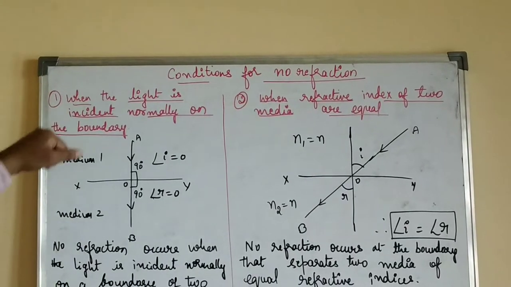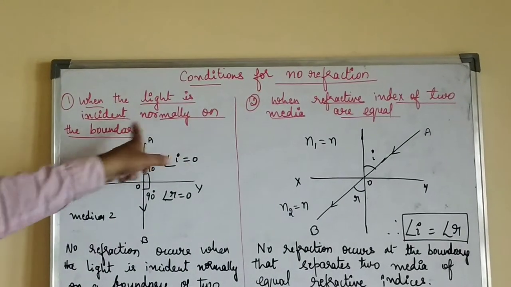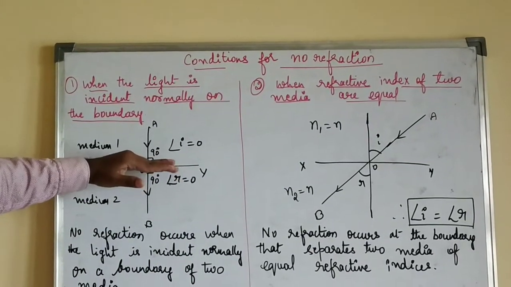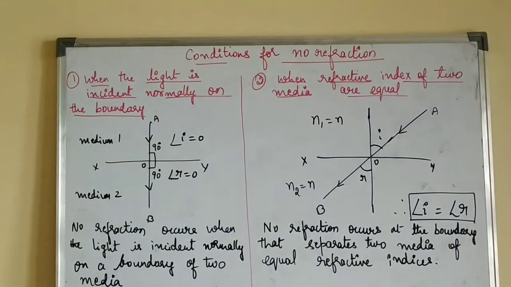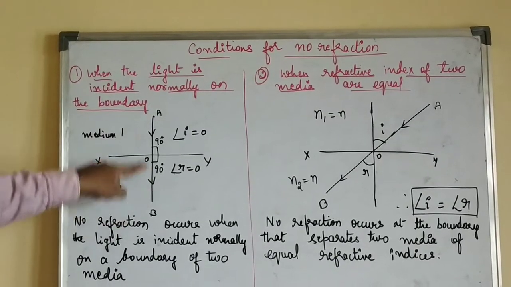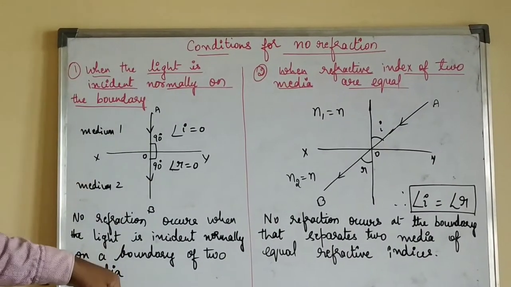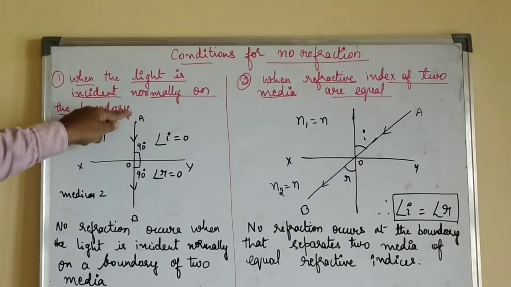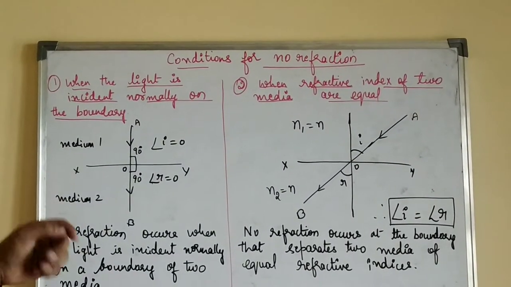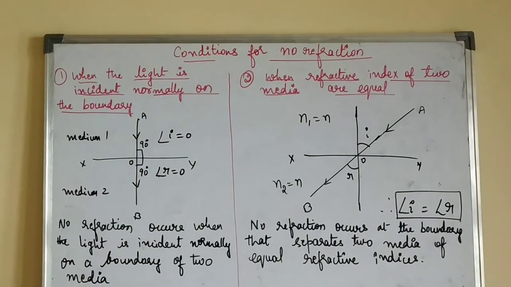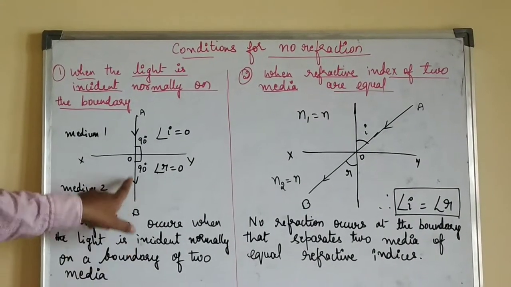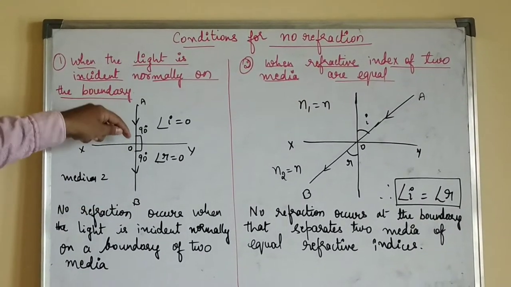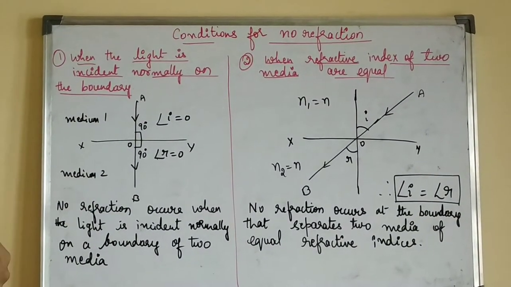Now let us see the first condition, when the light is incident normally on the boundary. Now see here, XOY is the boundary of separation of medium 1 and medium 2. Now this is the normal. Along this normal only, you are sending the incident ray. AO is the incident ray along the normal, so it is not making any angle of incidence. So in refraction also, it is moving along the normal only.